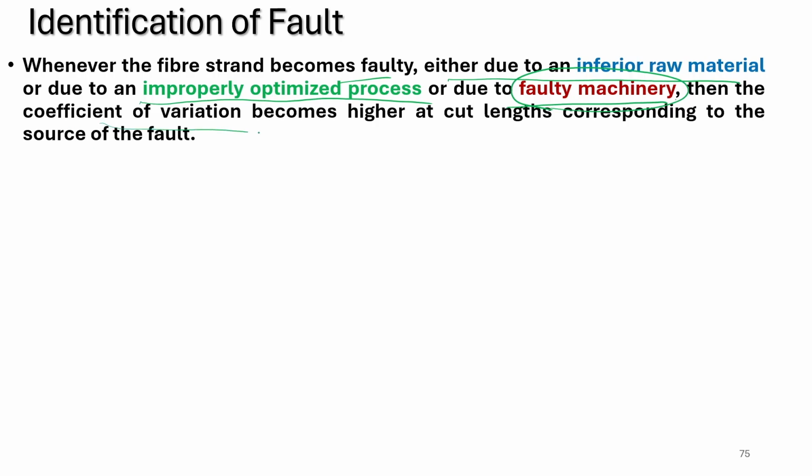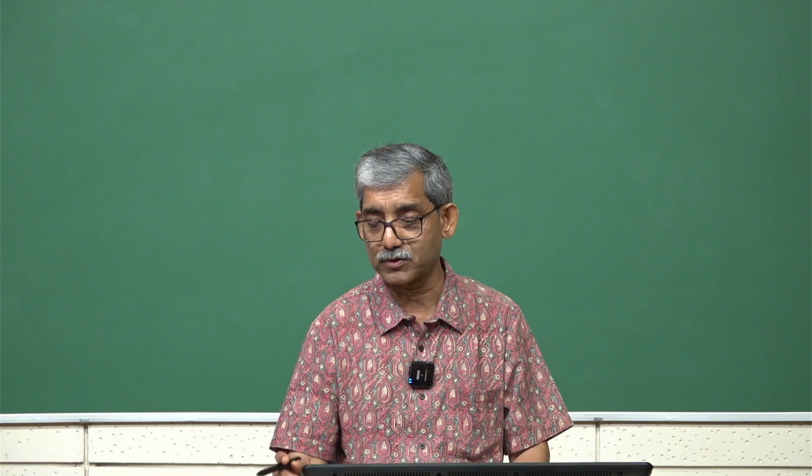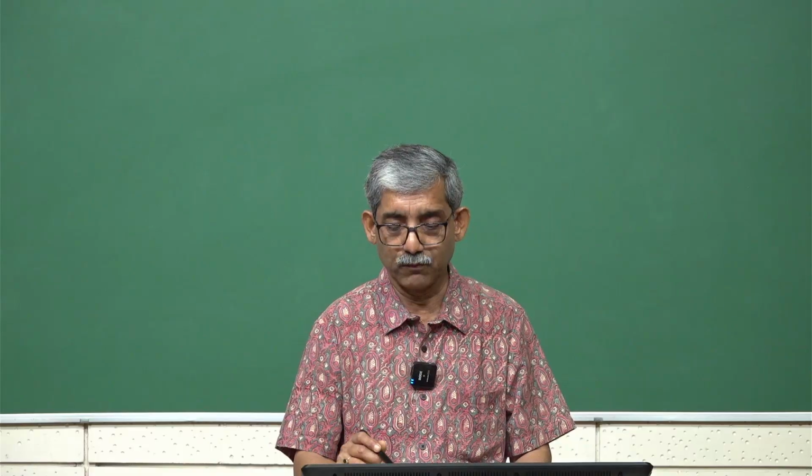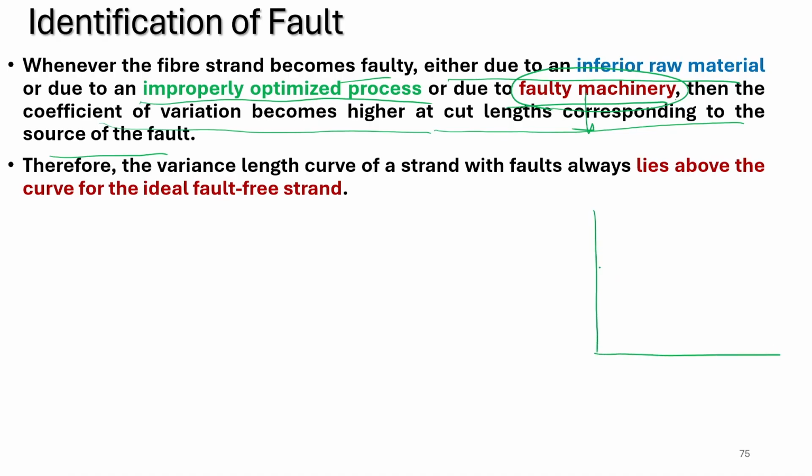Then the coefficient of variation becomes high at the cut length corresponding to the source of fault. When faulty machinery is there, then the CV% of that portion will be high. This is the normal one and the defective one is typically high. So, at this cut length, we can assume that there will be some fault due to the machinery. Therefore, the variance length curve of a strand with fault always lies above the curve of a fault free strand.